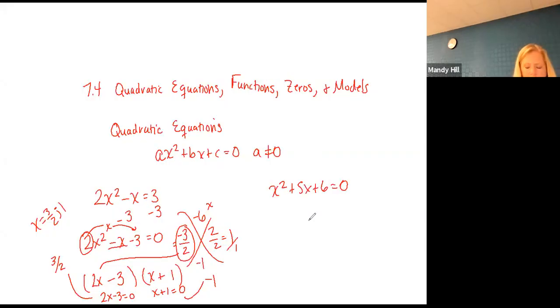So let's go back. Okay, well, what about this one? This one, we could absolutely use the graphing calculator. This one doesn't have a number in the front, so it's a little bit easier. It's already solved for 0. So what multiplies to 6 and adds to 5? Well, that's going to be 5 and 1. No. Right? 5 times 1 is 5. So that's not going to work.